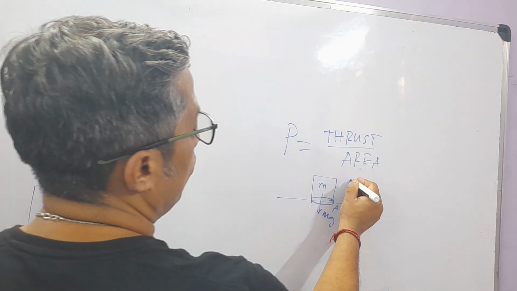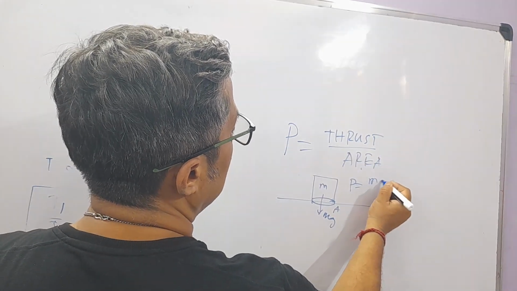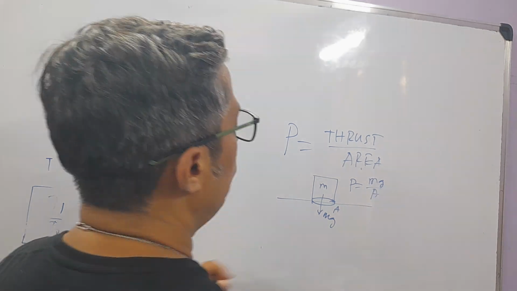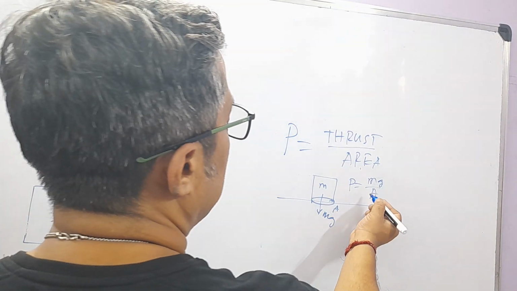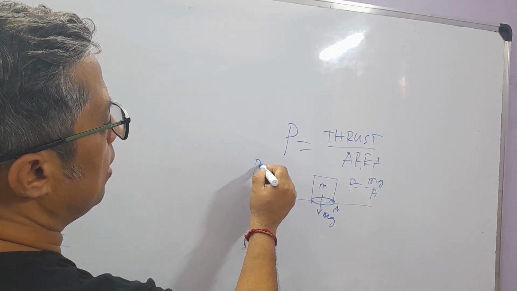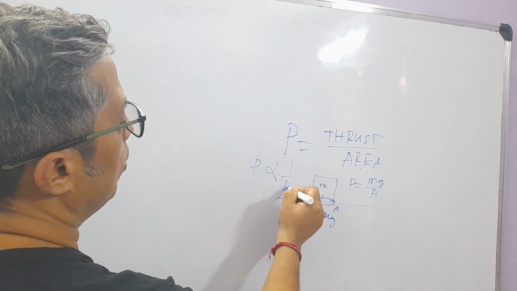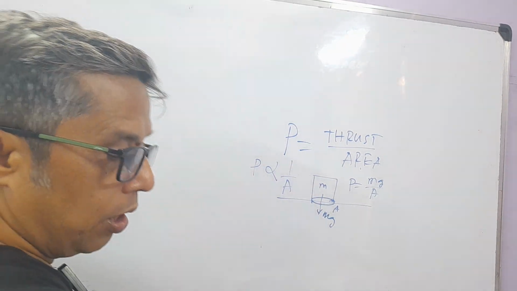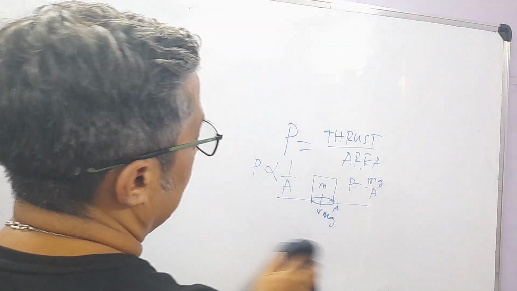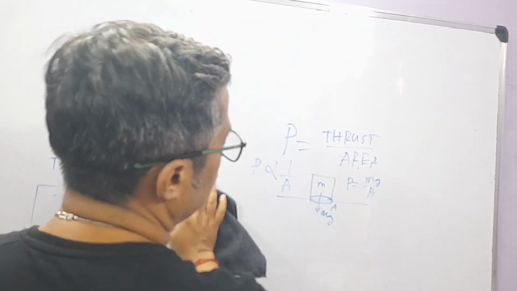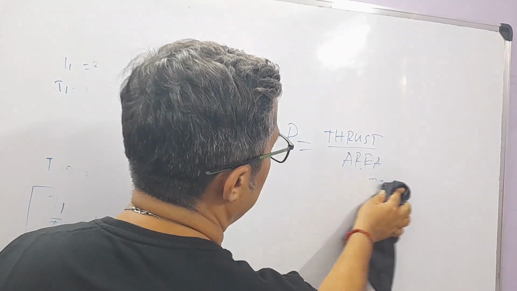Then the pressure will be mg by A. This will be the pressure at this point. Now you can see that pressure is inversely proportional to the area. If you increase the area, the pressure will decrease, and if you decrease the area, pressure will be increased.